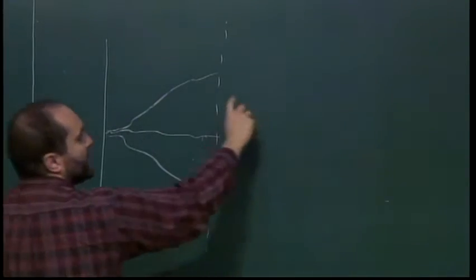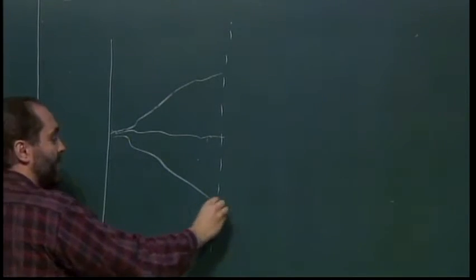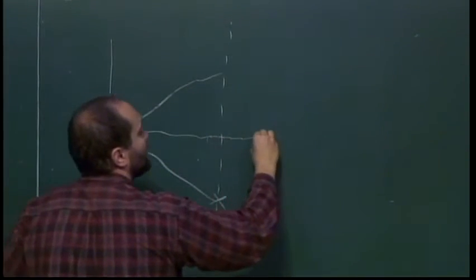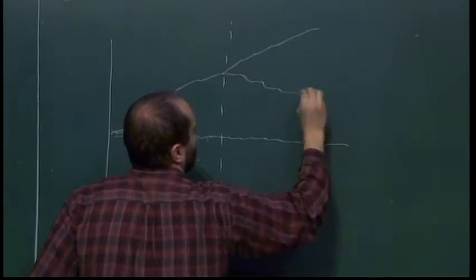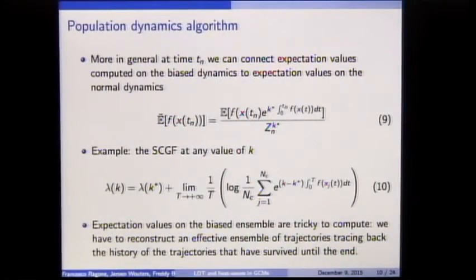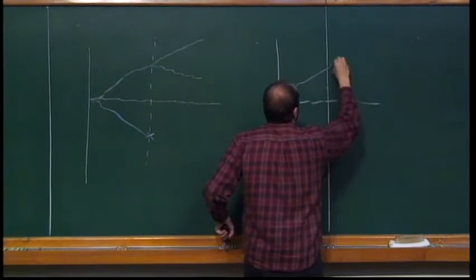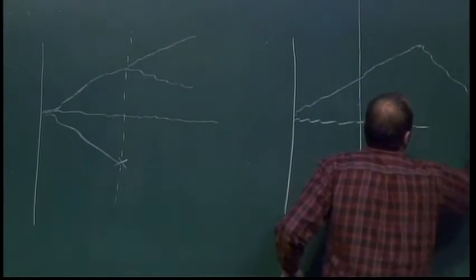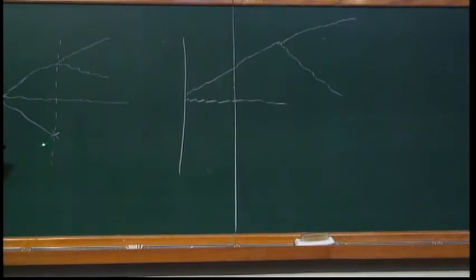Let's say that you wanted to target this part of the distribution. Then this trajectory was going in the wrong direction. This is killed. This, let's say, continues. And this will produce 2 new trajectories. When you compute the ensemble average over the bias dynamics, you do it over an effective ensemble that is done like this. So you have cancelled the failed history of this trajectory.